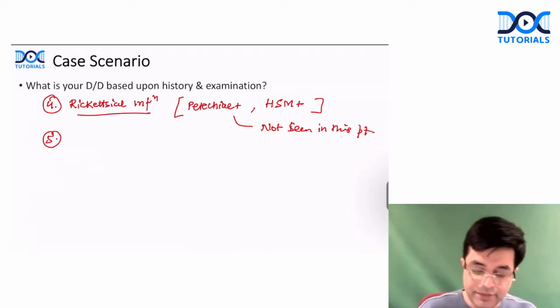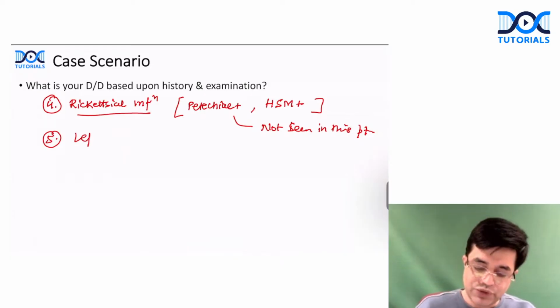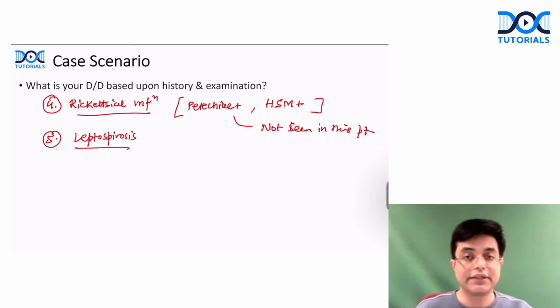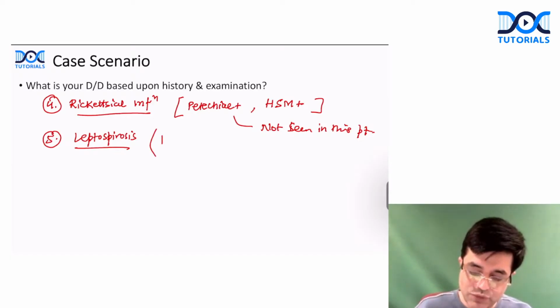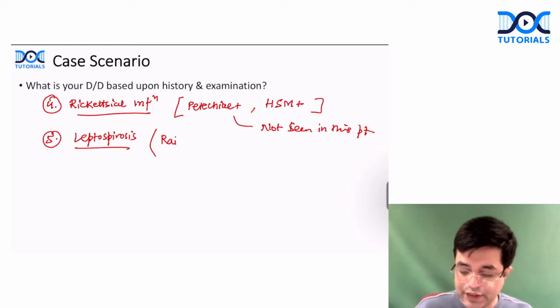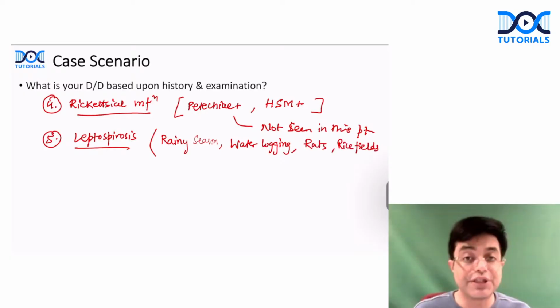Then can it occur in patients of leptospirosis? Yes, a leptospirosis patient can also have a presentation like this. In fact, Nelson attaches a lot of importance to leptospirosis as one of the differential diagnoses. But leptospirosis tends to occur in areas with rainy season. It is associated with waterlogging of the areas. It is associated with rats. It is associated with rice fields. None of the epidemiological features are there.